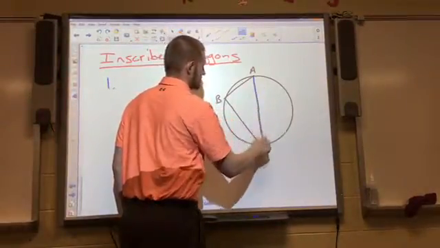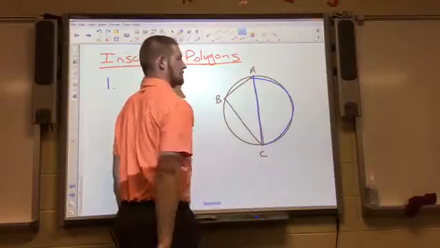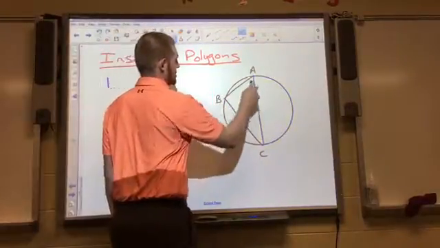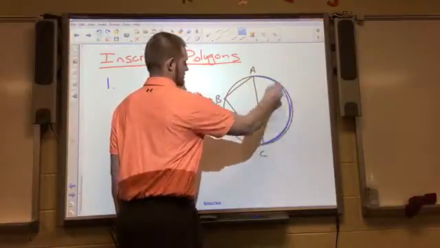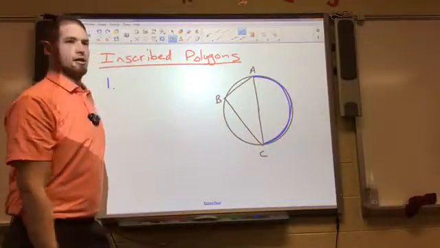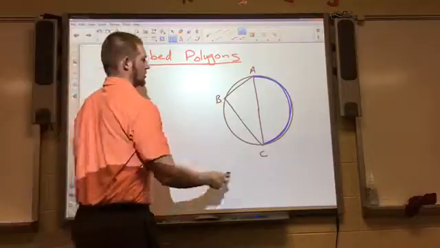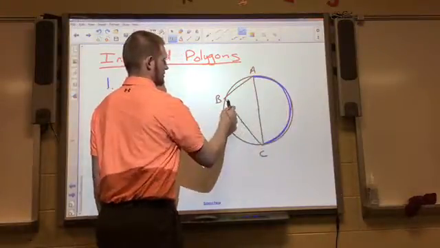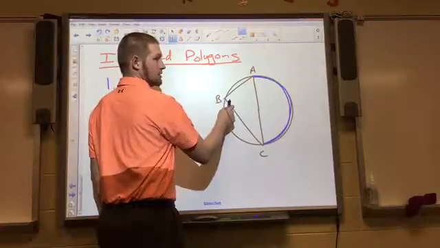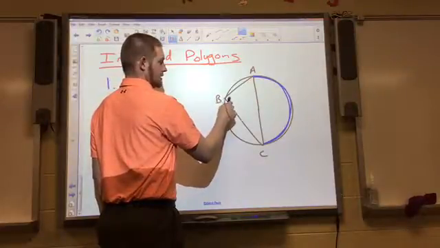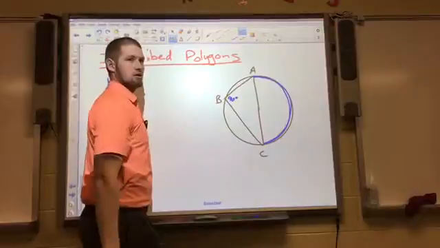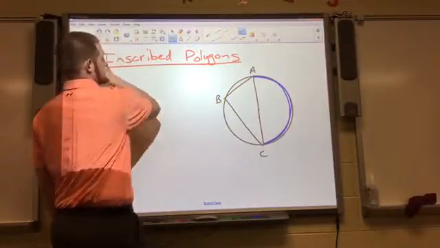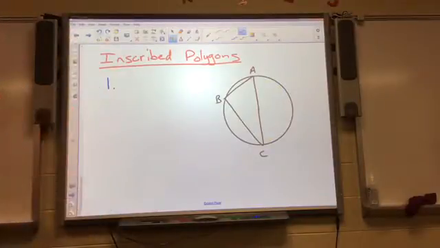Now, before I actually write this theorem, what is that? It's a semicircle, right? So what is the measure of this arc? 180 degrees, right? So if that arc is 180, the inscribed angle must be 90, right? Because it's half the arc. Everybody agree with that? So that's actually the reason why this theorem works.